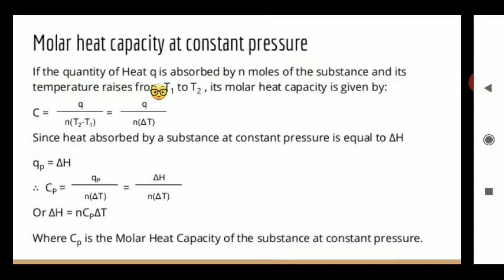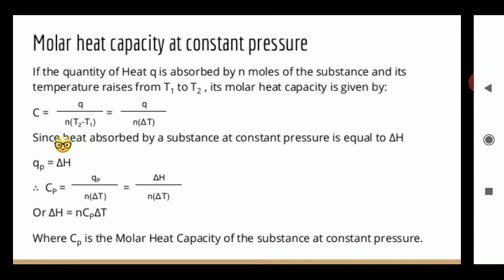If the quantity of heat Q is absorbed by n moles of a substance and the temperature rises from T1 to T2, then its molar heat capacity is given by C is equal to Q upon n into (T2 minus T1), or you can say Q upon n delta T. Since heat absorbed by the substance at constant pressure is equal to delta H, so you can say Qp is equal to what?